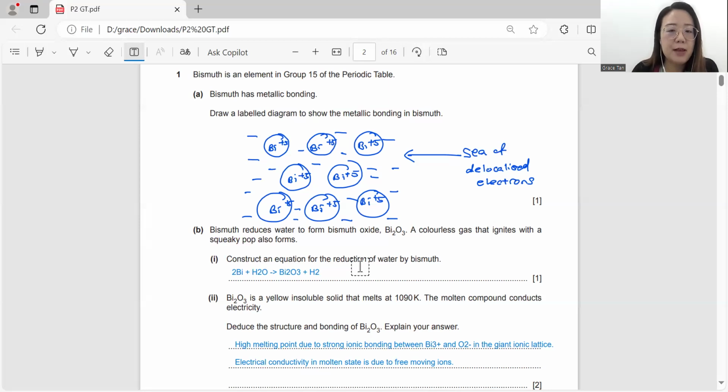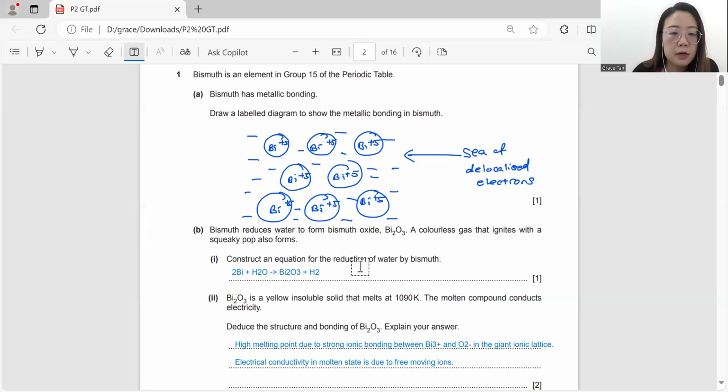Since it is group 5, maybe they will donate all 5 electrons, so I will assume that they will donate all 5 for the delocalized sea of electrons. Maybe in the actual marking scheme, the 5 electrons may not be needed. Maybe they just award the mark if you put a Bi plus. It's not to say that it must be a plus 5. Not too sure, but for me, I will safely assume that since you're in group 5, you'll donate all 5.